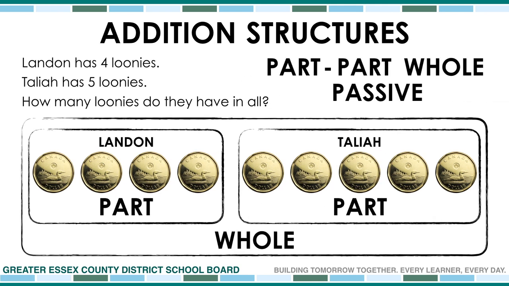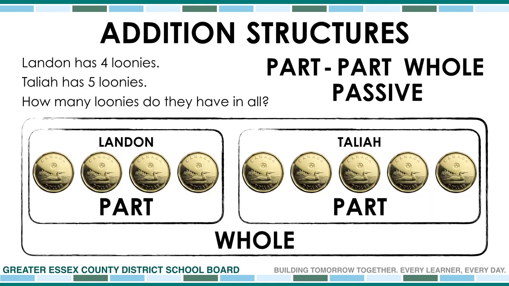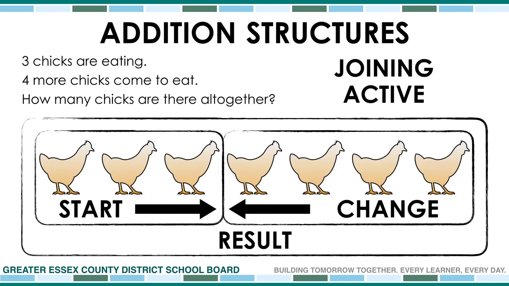Something worth noticing is that both addition structures, joining or active addition, and part-whole, or what we call passive addition, look pretty similar when we model with the visuals on the screen. So it's probably not necessary for our students or our children to be able to identify the structures of addition, but we do want to ensure that they can recognize both types of scenarios are in fact addition.